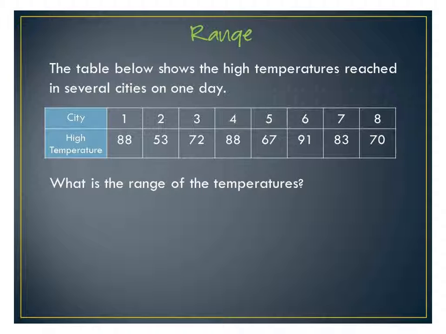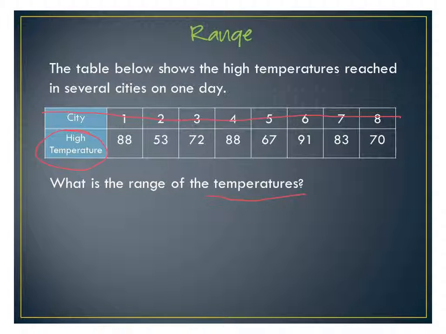It's really important that we don't look at the numbers on the top. Those are the city numbers. We want to look at all of the temperatures. Sometimes that can be confusing to students because they see numbers in both rows of the table and they're not sure which ones to look at. But it's asking for the range of the temperatures.